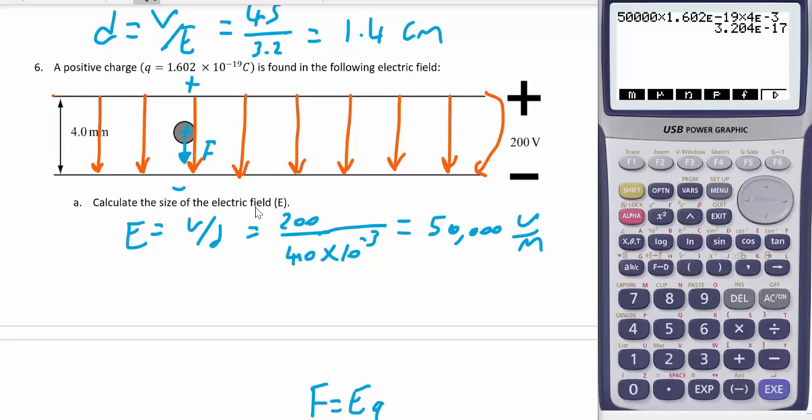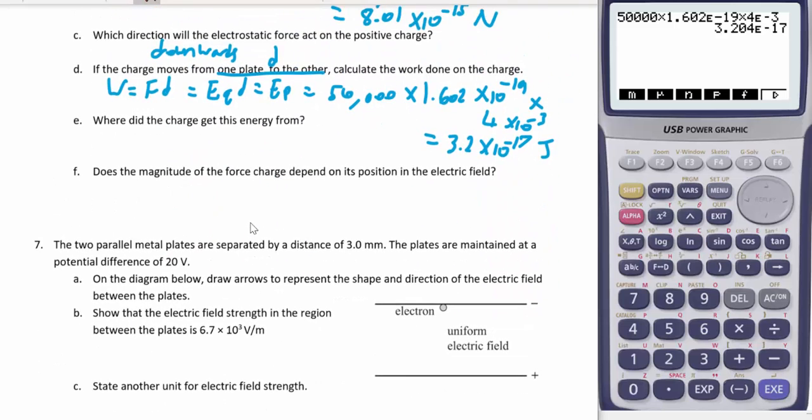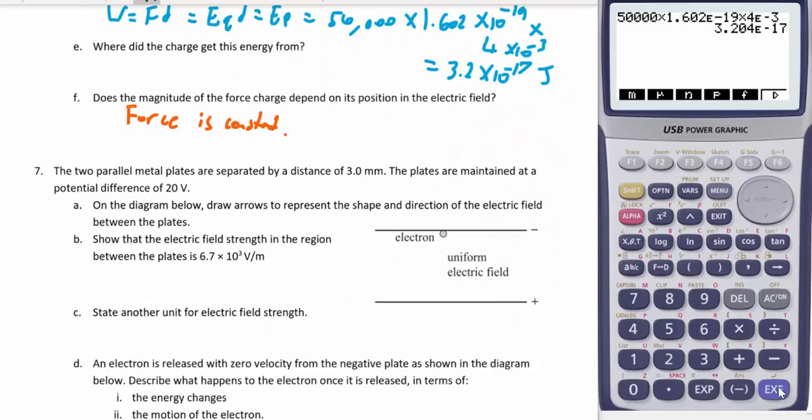However, if we were to take the charge outside of this uniform part, say we were to put the charge over here, then yes, it is possible for that force to be a little bit different because the electric field is different. But we're essentially saying inside this uniform field, no, the force is constant.